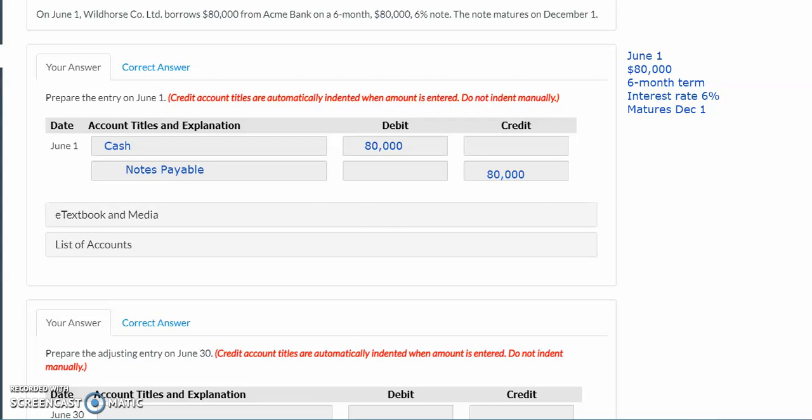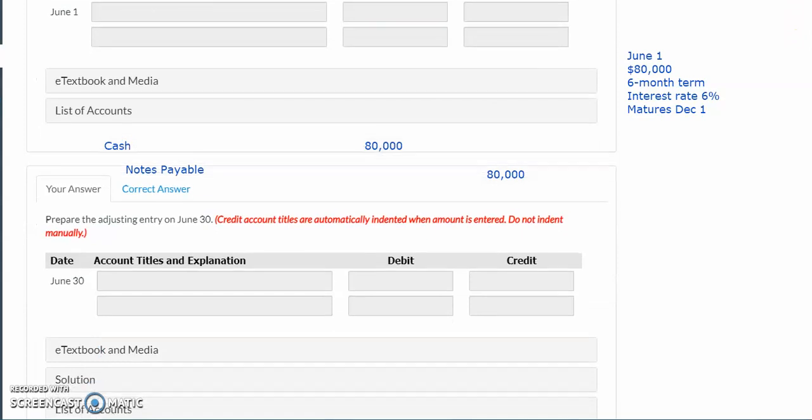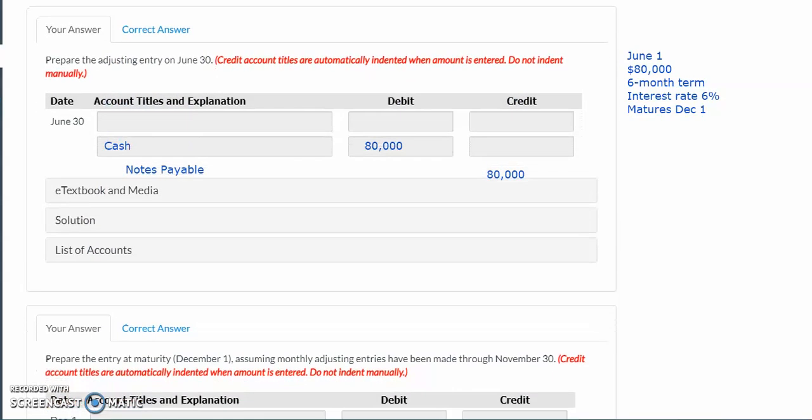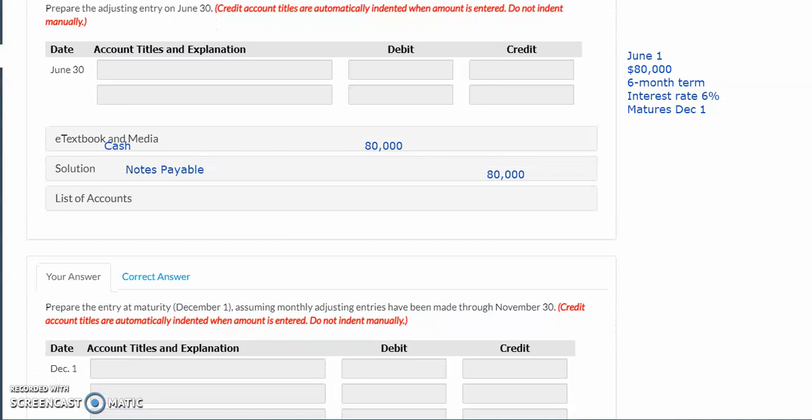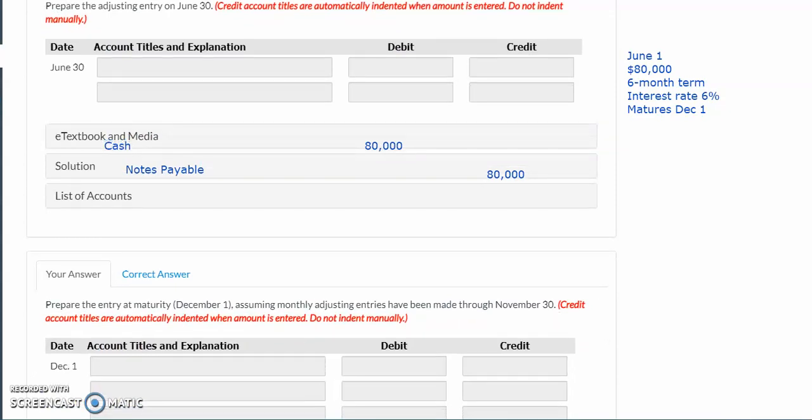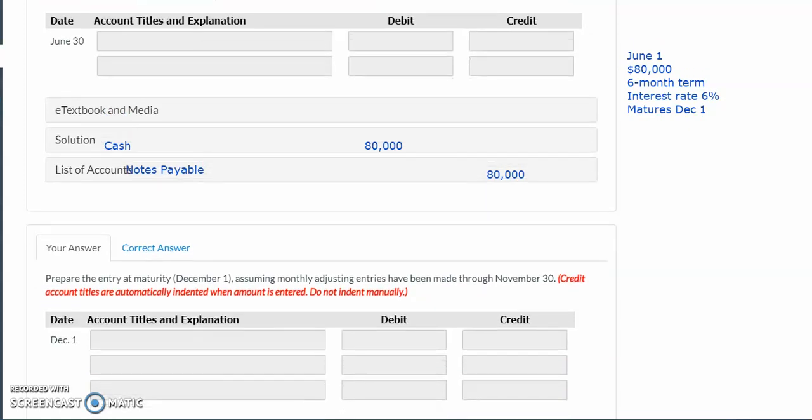So now I'm going to scroll down for the next part of this problem, which will be on June 30th. So as the month of June goes by, we have to consider that we owe interest on this note. So we're going to need to record the adjusting entry for interest on June 30th. And then on December 1st, we're going to record the journal entry for the maturity.